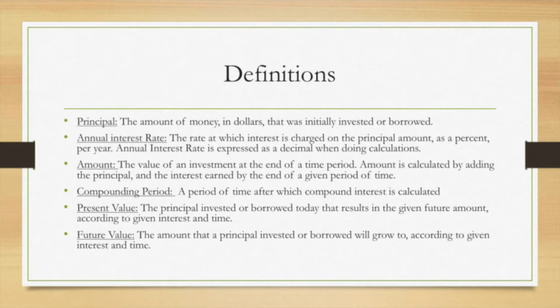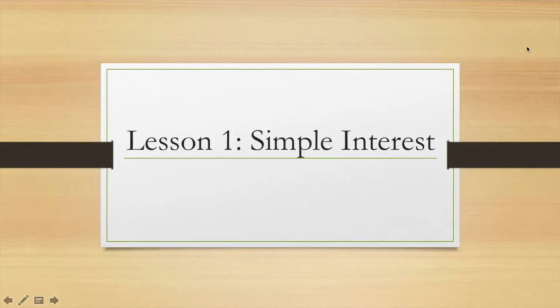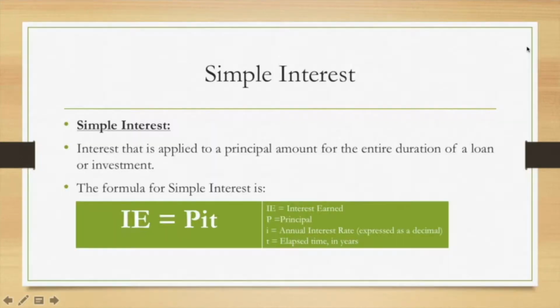Compounding period is a period of time after which a compound interest is calculated. Present value is the principal invested or borrowed today that results in the given future amount according to given interest and time. Future value is the amount that a principal invested or borrowed will grow to according to given interest and time. Let's start with our first lesson, simple interest.